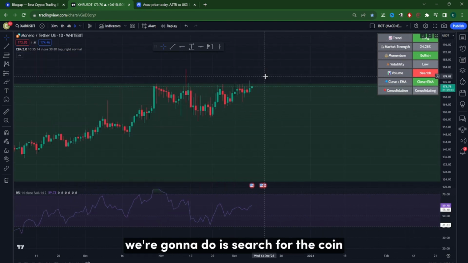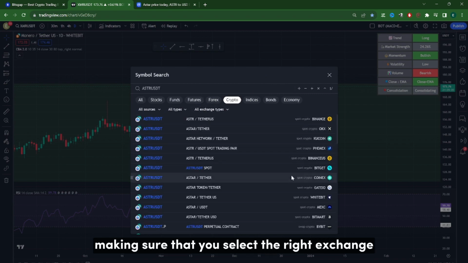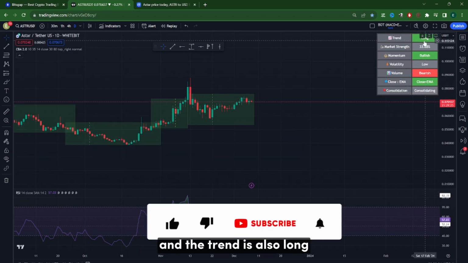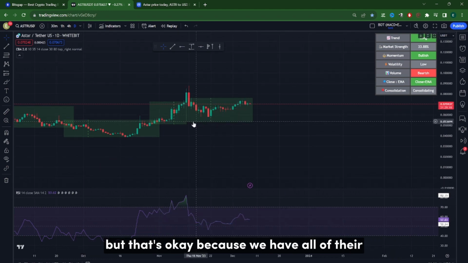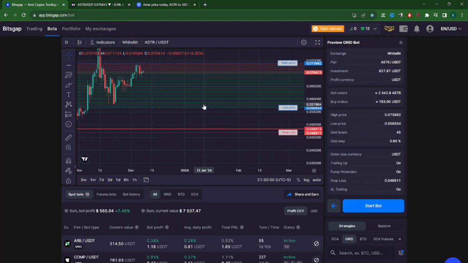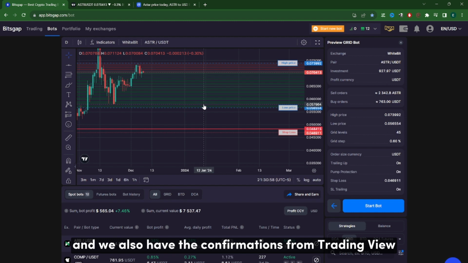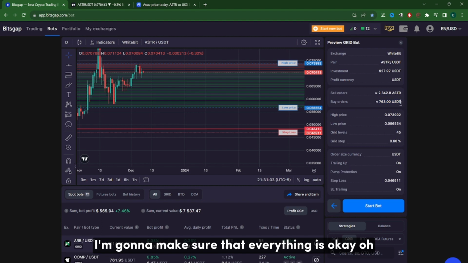Now, the very last step that we have to do, and by the way, this is the CBA 2.0 indicator. What we're going to do is search for the coin, making sure that you select the right exchange. In this case, I'm doing it with WhiteBIT, and I can see that consolidation is on, momentum is bullish, and trend is also long. My RSI is a little bit higher than what I'm looking for, but that's okay because we have all the other confirmations. All right, since we have the confirmations from the CoinMarketCap ranking, and we also have the confirmations from TradingView, setting up the consolidation, I'm going to make sure that everything is okay.